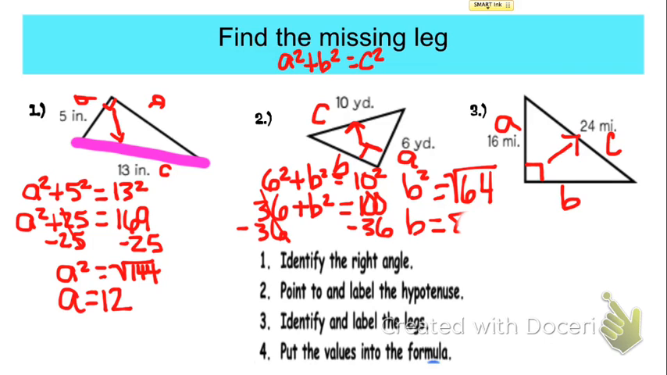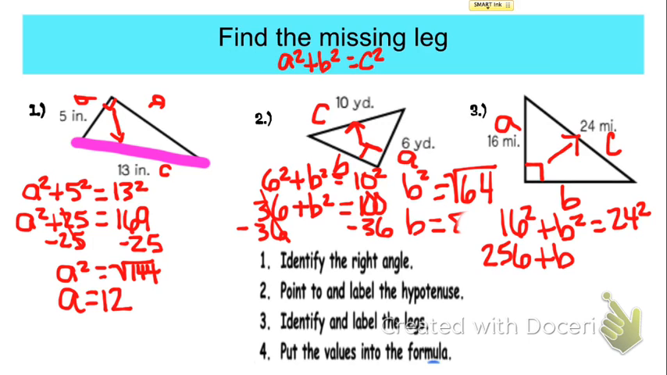Okay, so we're going to have 16 squared, because that's A, plus, I don't know what B is, which is B squared, equals C squared, which is 24 squared. So I'm going to square 16. 16 times 16 gives me 256, plus B squared, I don't know what B is, and 24 squared gives me 576.